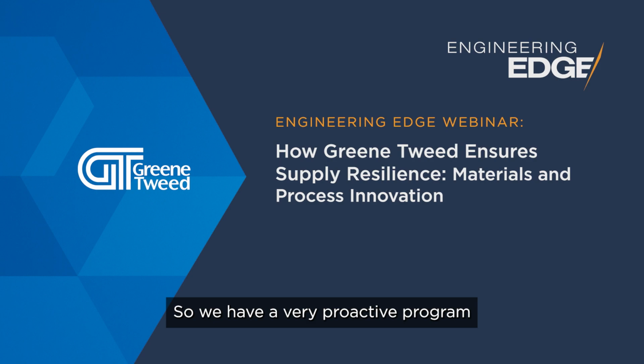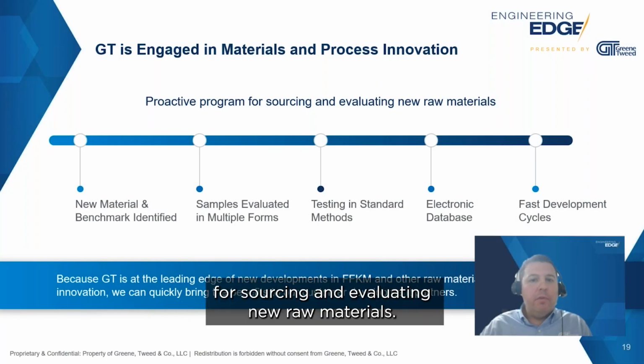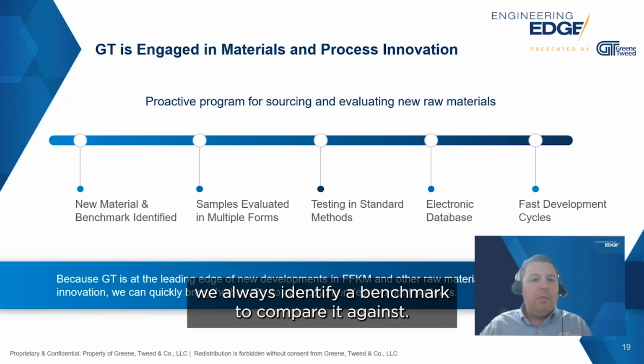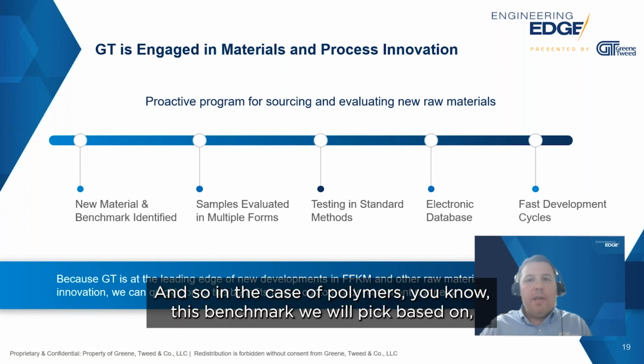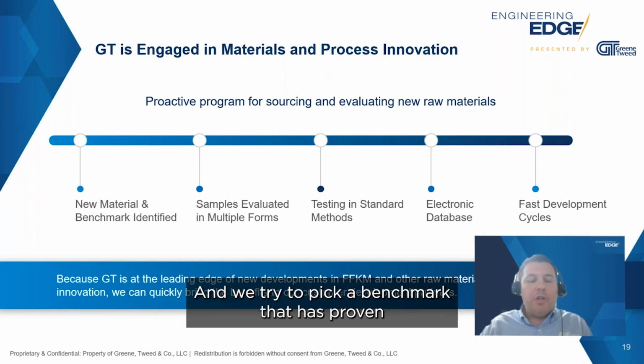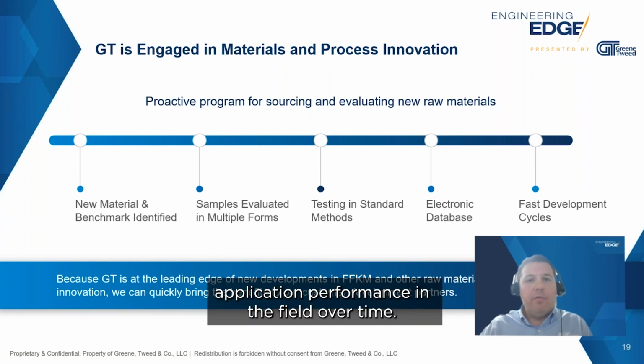So we have a very proactive program for sourcing and evaluating new raw materials. And so anytime we identify a new material to evaluate, we always identify a benchmark to compare it against. And so in the case of polymers, this benchmark we will pick based on similar polymer chemistry, maybe similar polymer architecture, and we try to pick a benchmark that has proven application performance in the field over time.